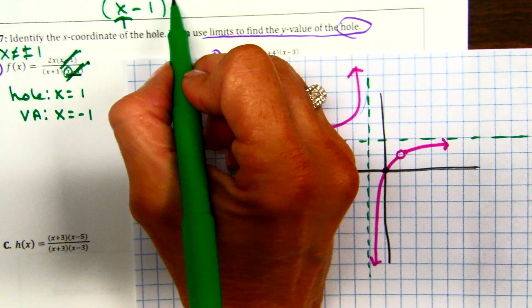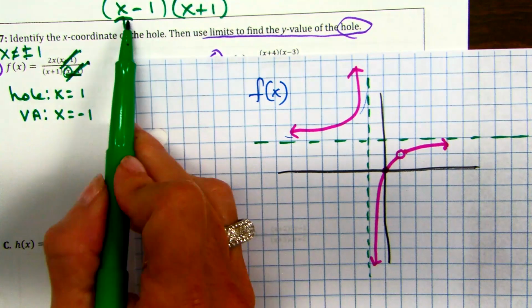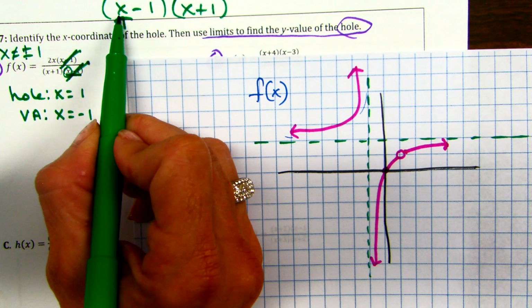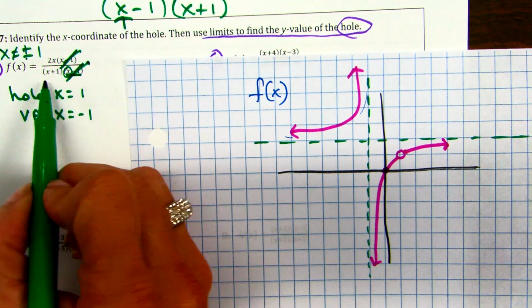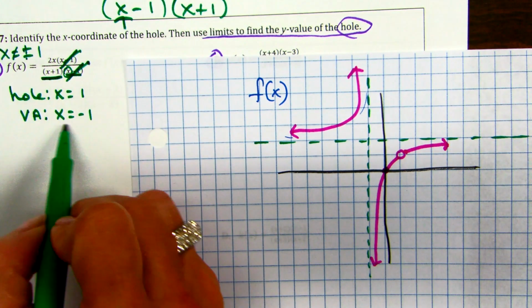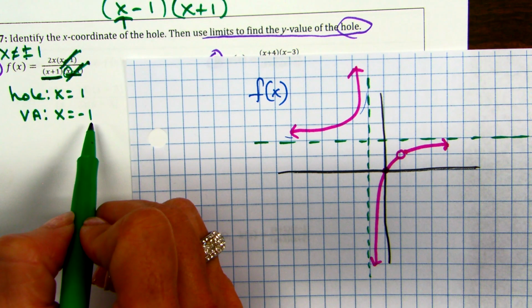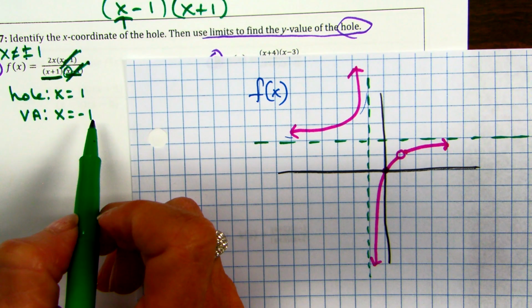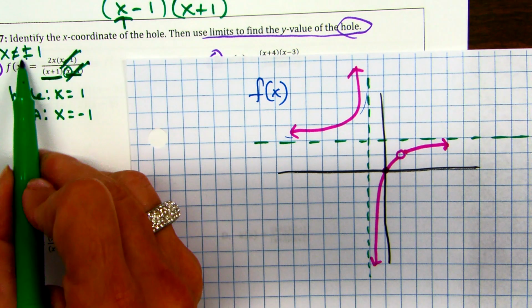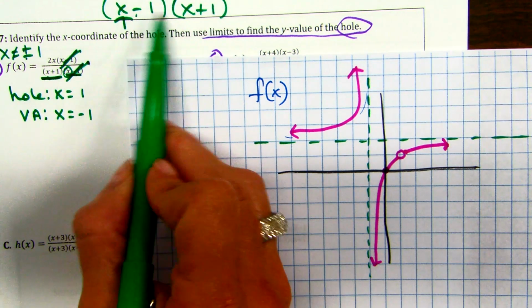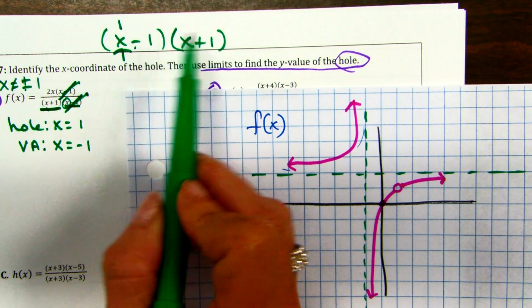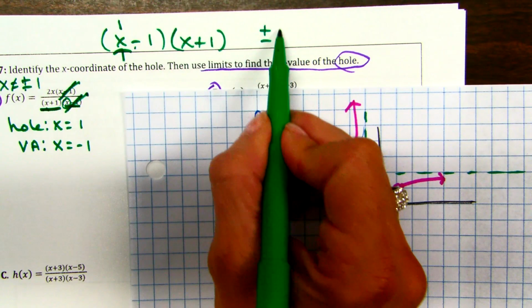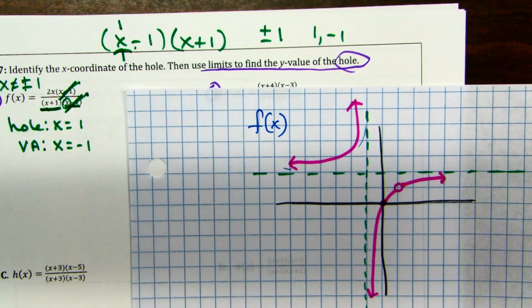Well, because this is what my denominator was. So right here, that's my VA. X equals... Okay, so I wrote x isn't plus or minus 1. That's where I got those two. When I set each of these equal to 0 and solve, I get 1 and -1. So a shortcut of that is just plus or minus 1. You could write 1 and -1, but it's both of those numbers, right?